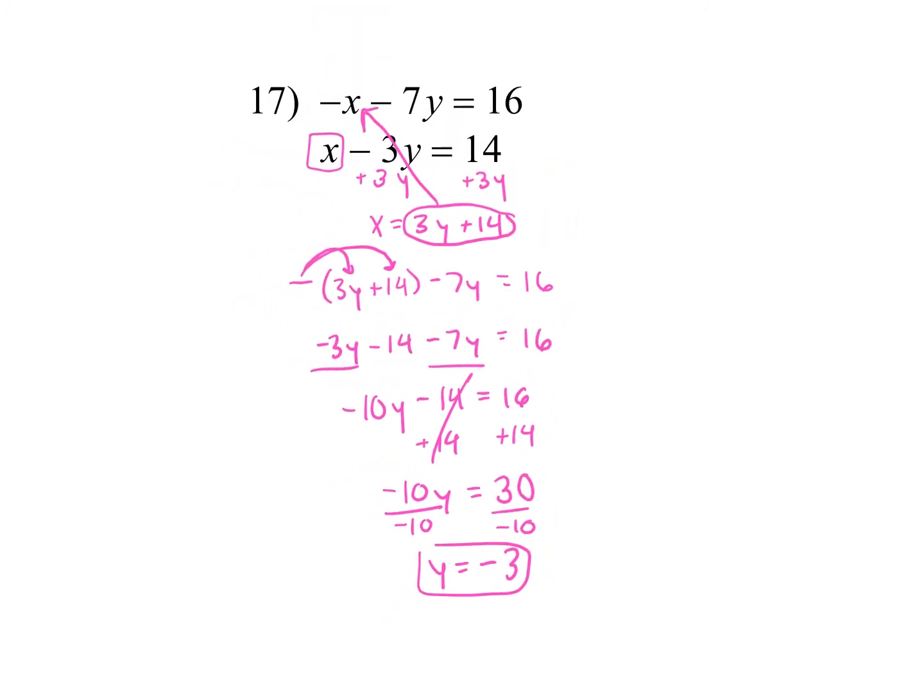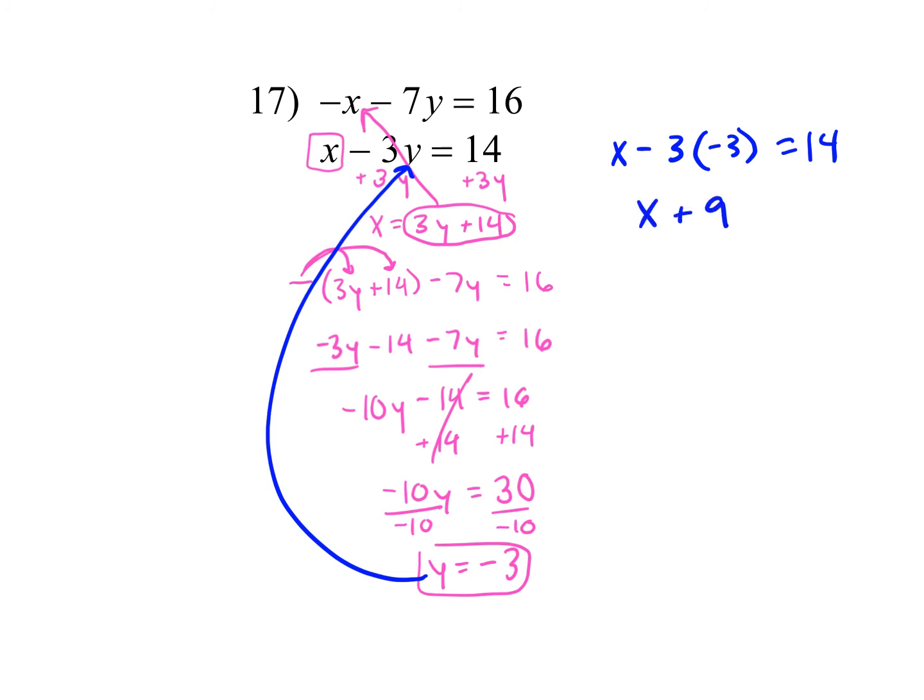How do I find x? Plug it back in. Do you want to plug it into the first equation or the second one? Sure, we can plug it into the second. It doesn't matter. Just make sure you plug it into y, since it's y equals. So x minus 3 times negative 3 is equal to 14. What do I need to do first? So it's negative 3 times negative 3. Positive 9. So x plus 9 equals 14. Subtract 9. So x is equal to?